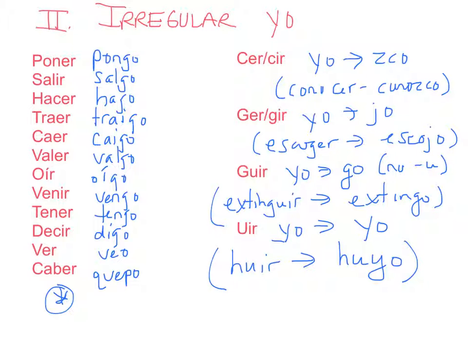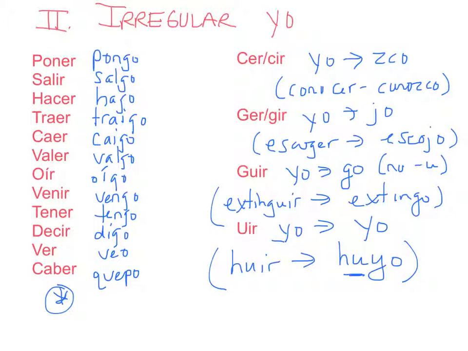The verbs that end in GER or GIR, their yo forms go to JO. For instance, escoger to escojo. That way we don't have escogo. We keep the soft sound in it. Verbs that end in GUIR, their yo form is going to go to GO with the removal of the U. So, for instance, the verb extinguir is going to be extingo. And then verbs that end in UIR, their yo forms go to YO. So a verb like huir, to flee, their yo form is going to be huyo. The difference between GUIR and UIR is, if you notice the UIRs, the U actually stays in the verb here.